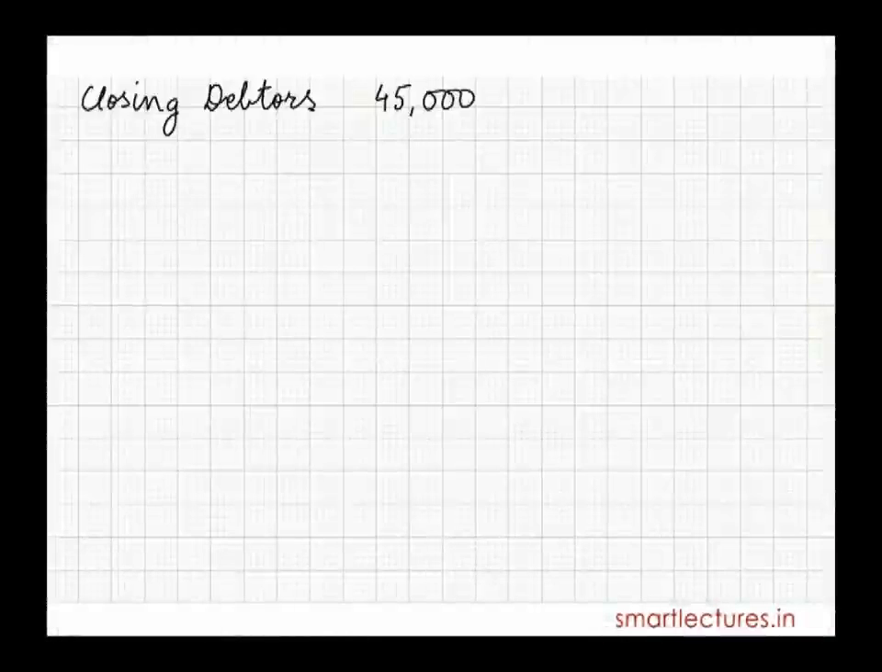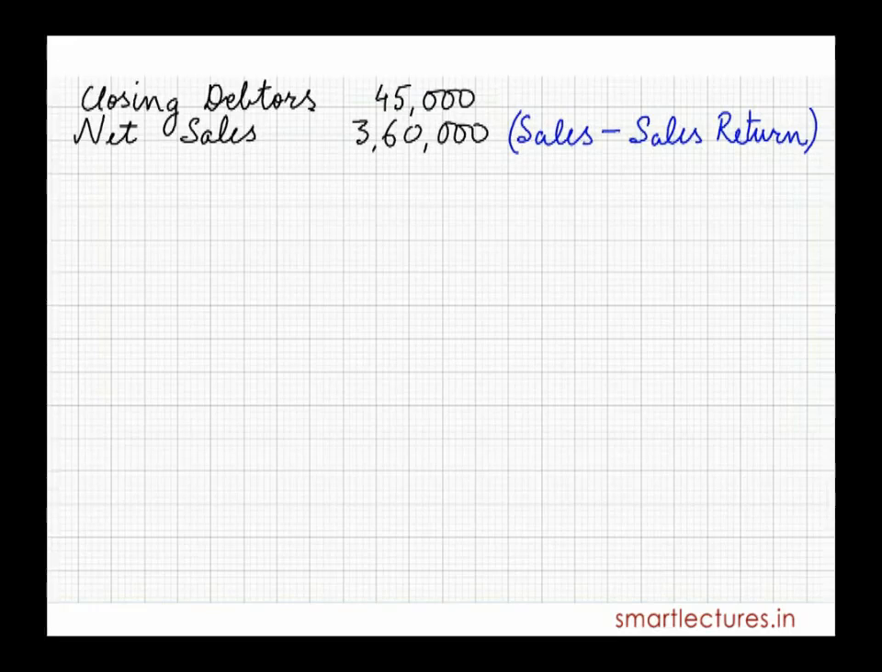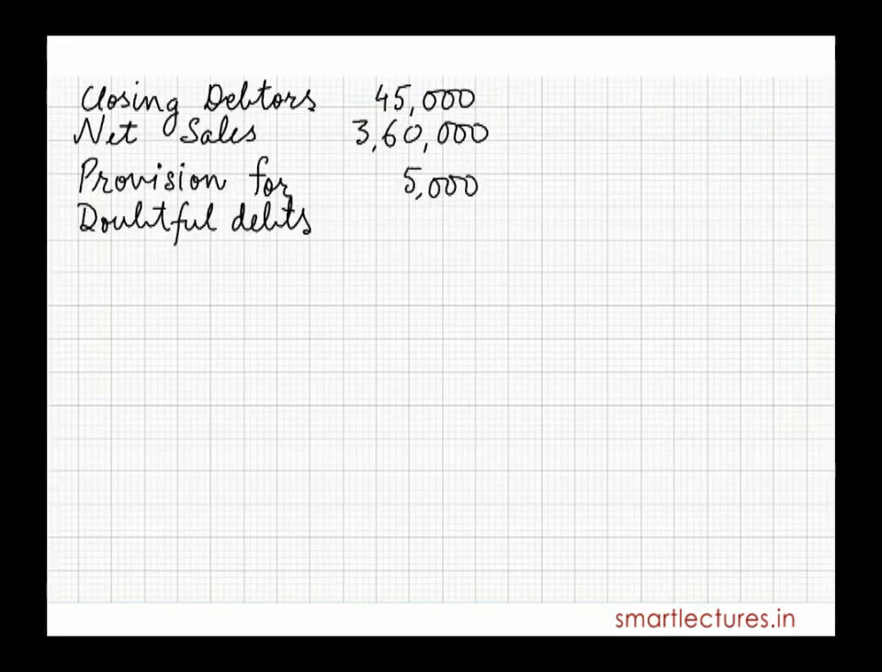Suppose in a company, closing debtors are 45,000 rupees, net sales 3,60,000 rupees. Net sales means sales minus sales returns. Provision for doubtful debts rupees 5,000. Calculate debtors turnover ratio. So this is the question.